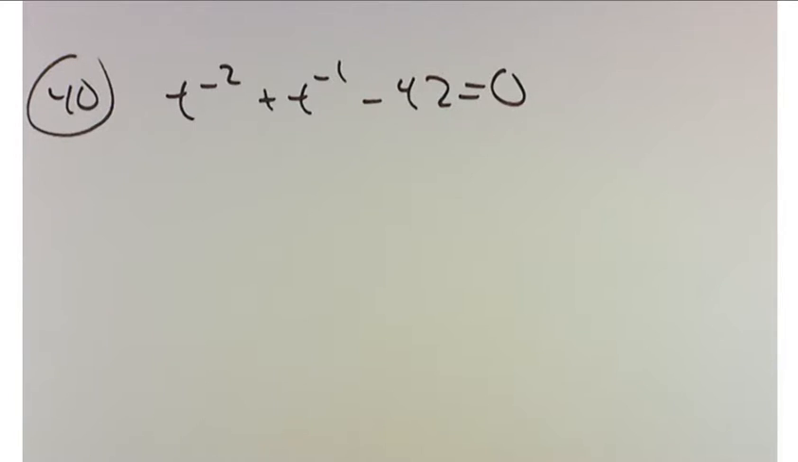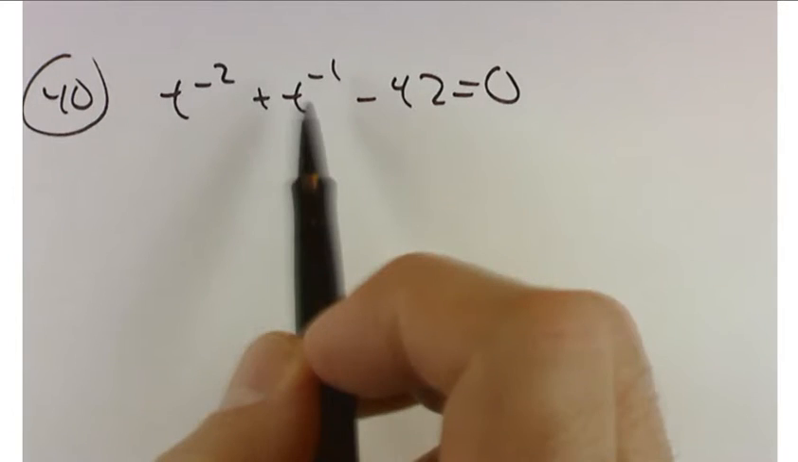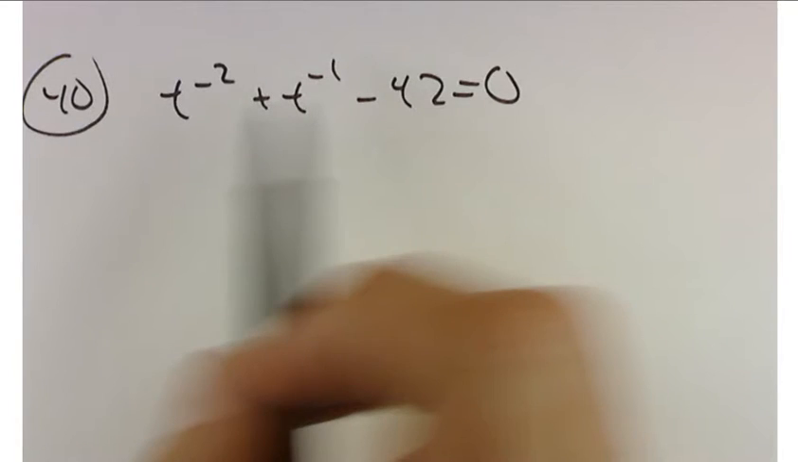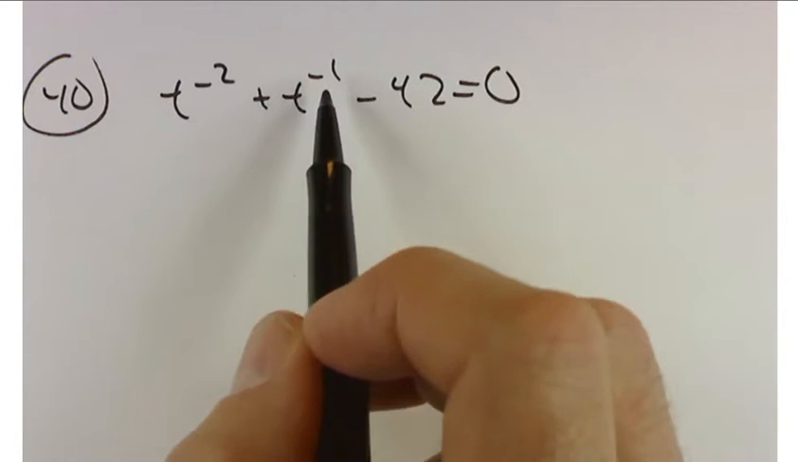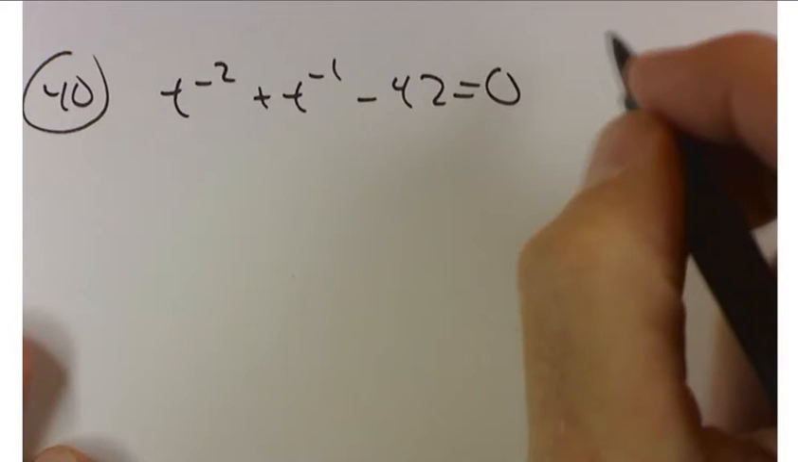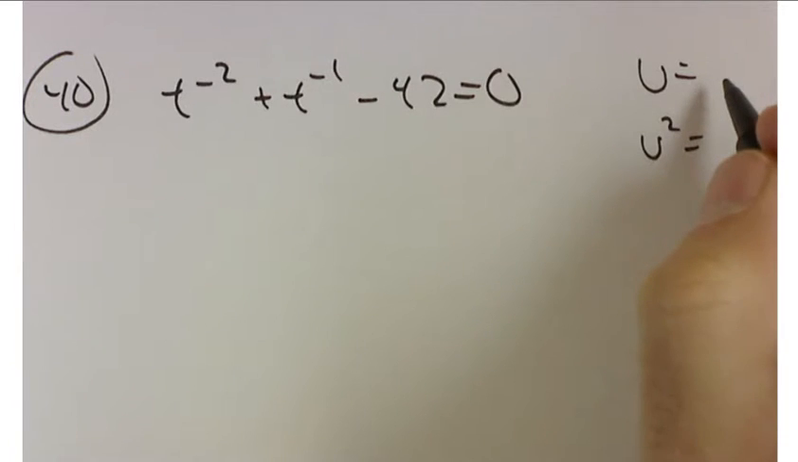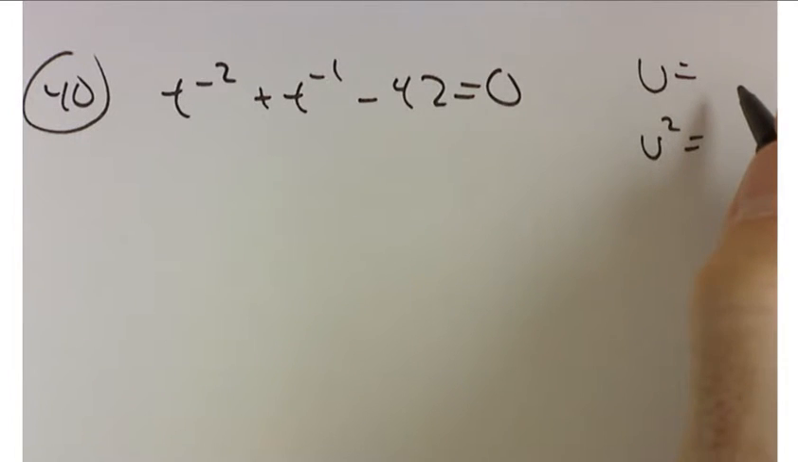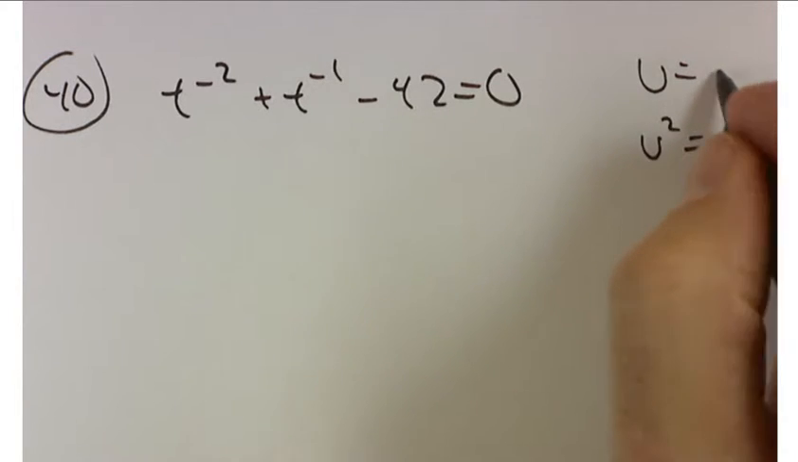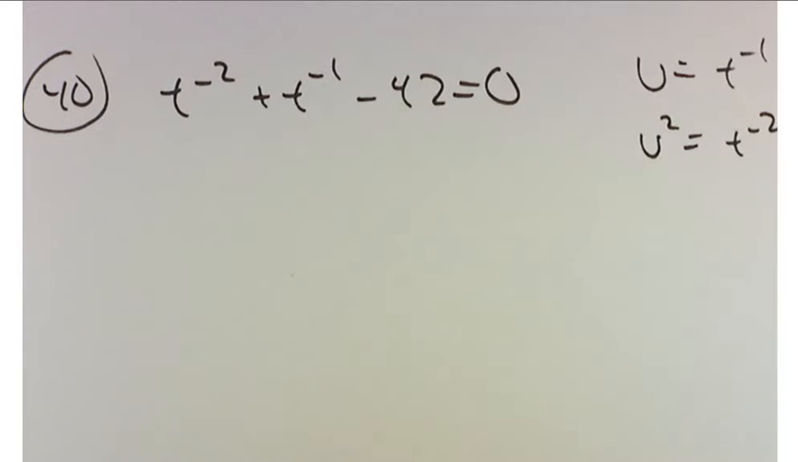There's a lot of other ways we can do it, but let's just treat it like something that it is, and that is an equation that's quadratic in form. The middle exponent is half of the first one. So that suggests we can solve this with a U-substitution. What would I let U equal in this particular case? T to the negative first. And then if I square both sides, I get t to the negative second.